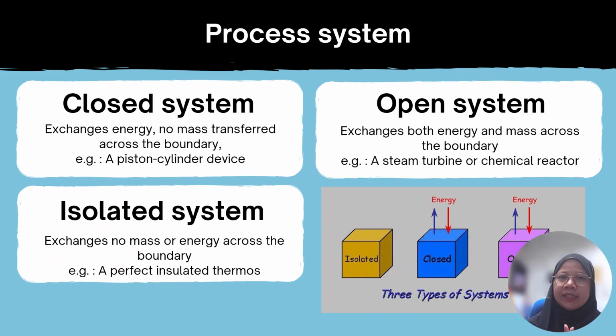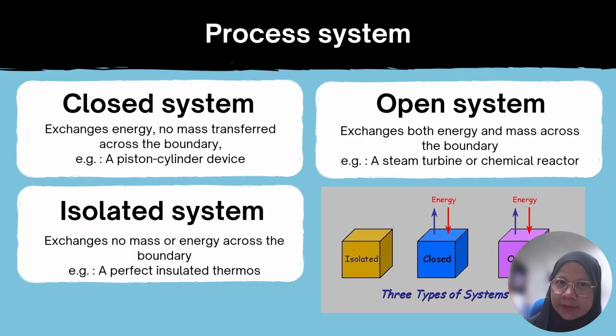In chemical engineering, a process system can exchange both energy and mass across its boundaries. Before that, we need to understand clearly the meaning of the system, surroundings, and also boundaries. Because in process systems, we have closed system, open system, and isolated system. So understanding the definitions is very important.